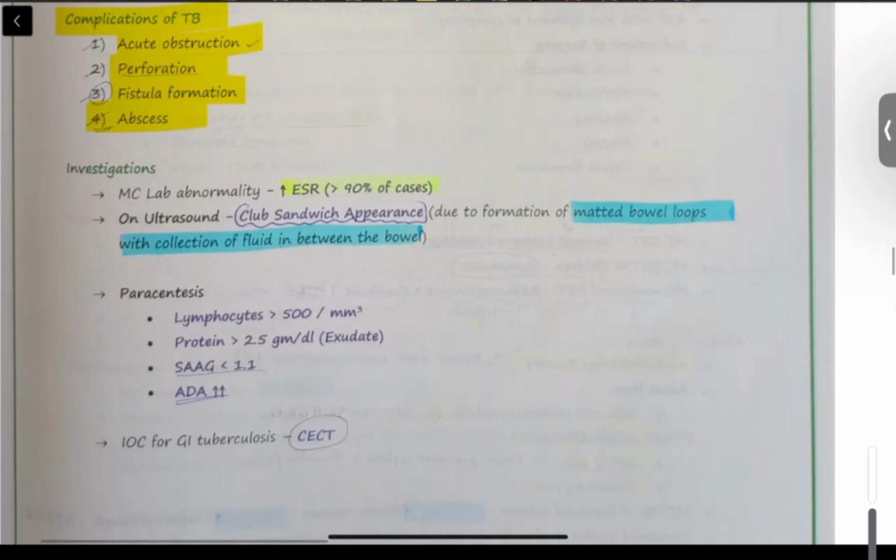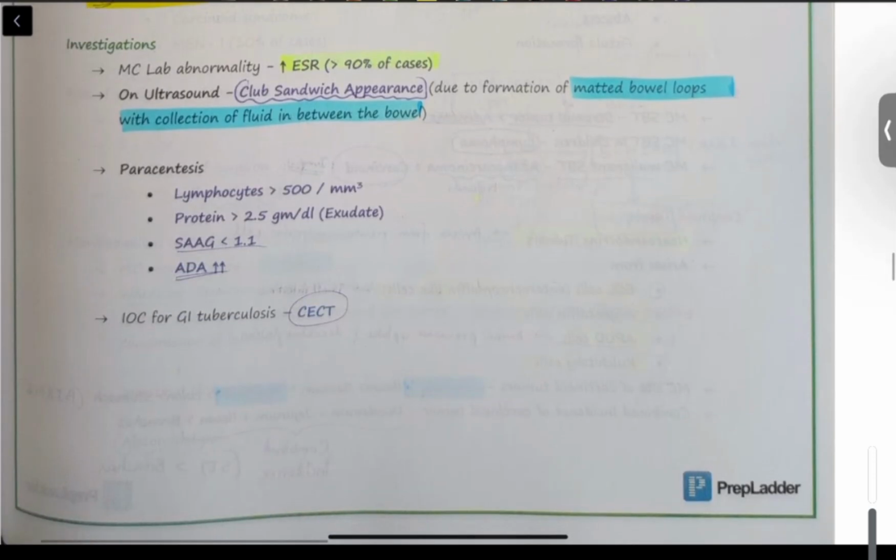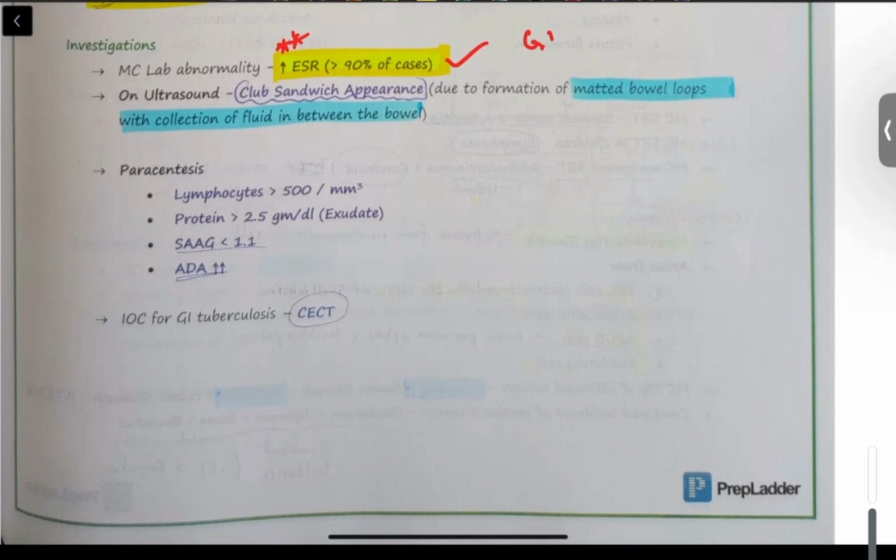So what are the investigations? How will we diagnose gastrointestinal tuberculosis? The most common lab abnormality is a rise in ESR in 90% of the cases. Hence, this should never be neglected. If there is a rise in ESR, there is some inflammation going on in the body. That's an indication. So in more than 90% of the cases, if there is a rise in ESR, we have to look for gastrointestinal tuberculosis.